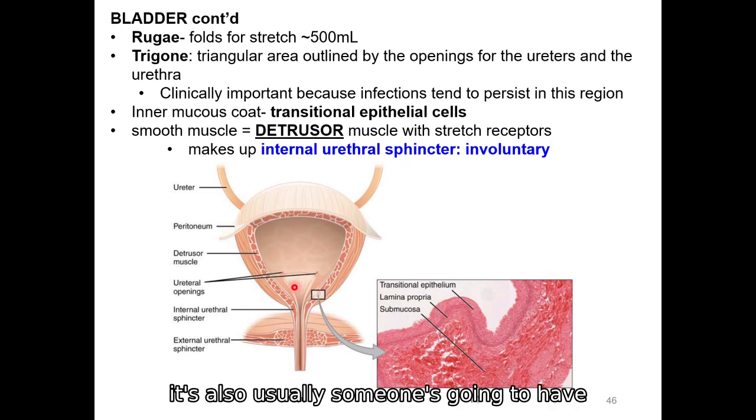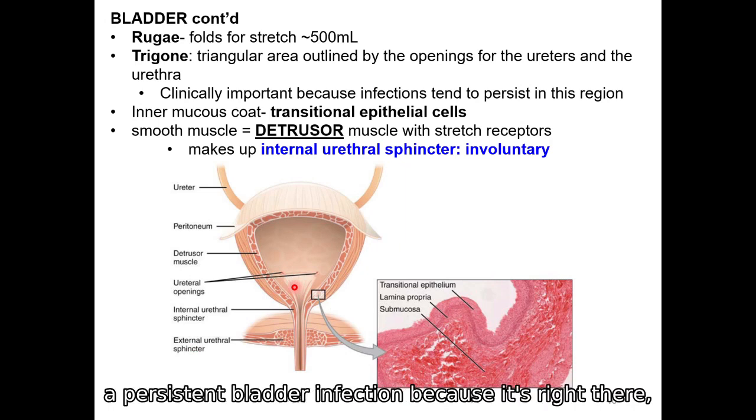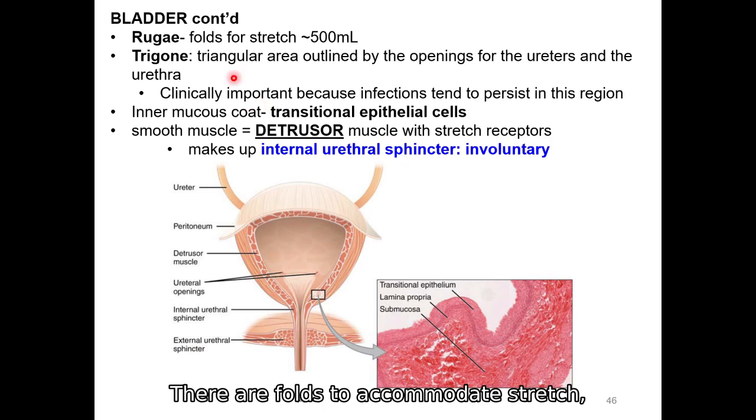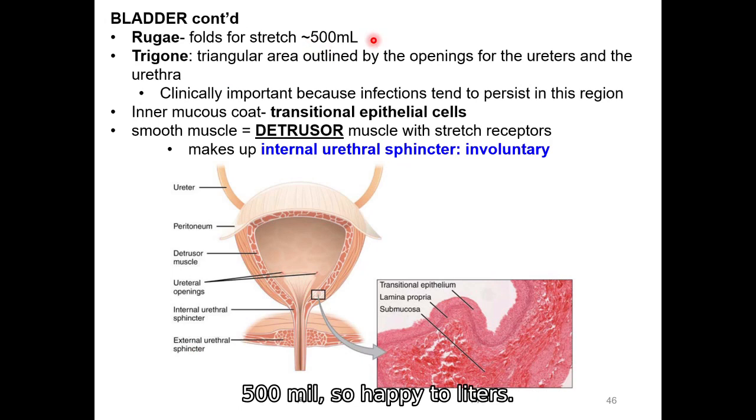It doesn't have folds. It's also usually if someone's going to have a persistent bladder infection, because it's right there, that portal of entry, the urethra, that's where that infection will be in that area. There are folds to accommodate stretch. 500 mils, so half a liter is kind of the top end of a bladder. Someone's going to start getting very uncomfortable.